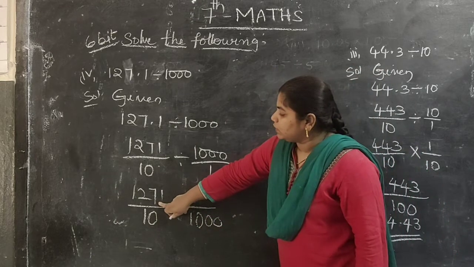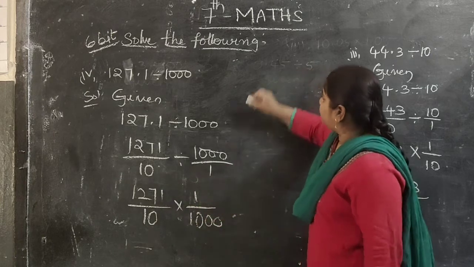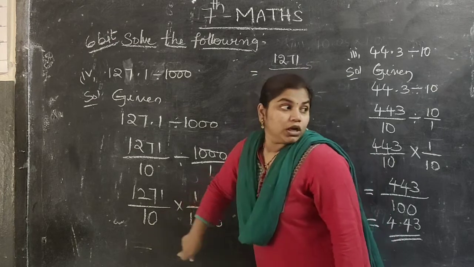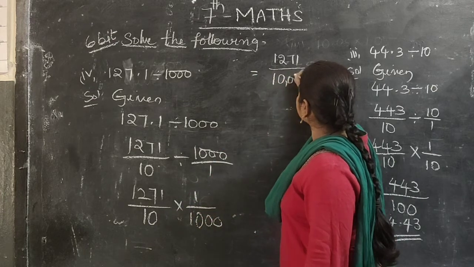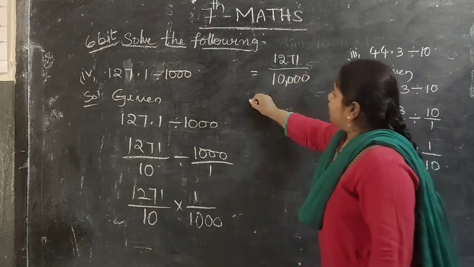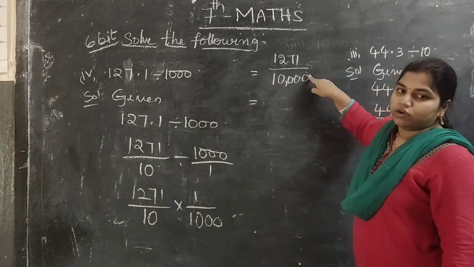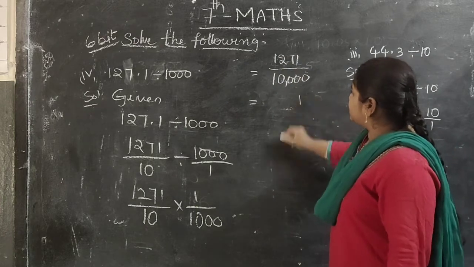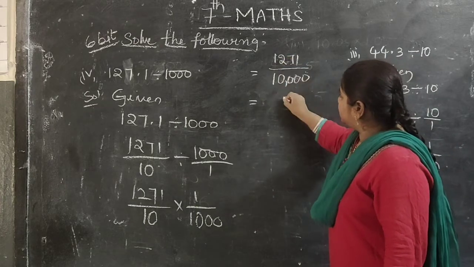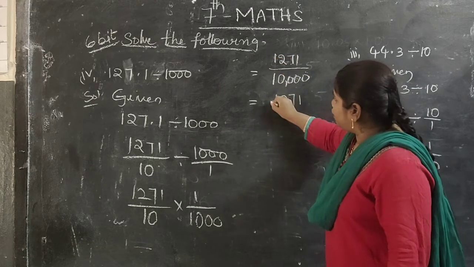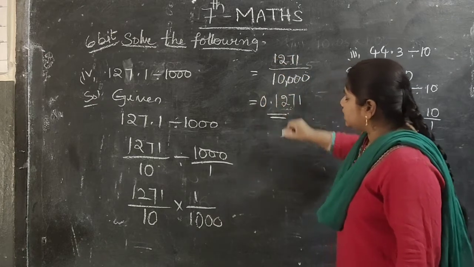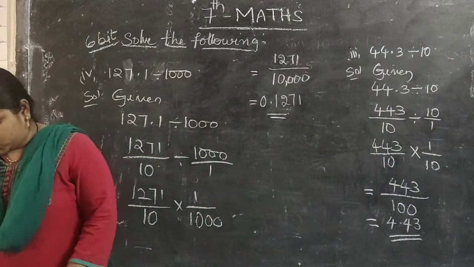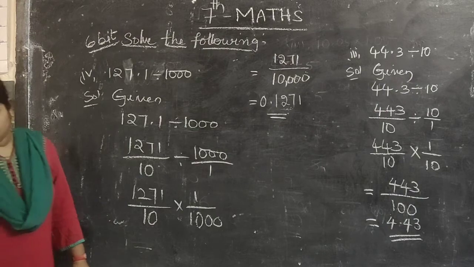That is 1271 into 1 will be 1271, and 10 into 1000 will be 10,000. Now in the denominator how many zeros are there? 4 zeros are there, so after 4 digits we have to keep a point. First digit, second digit, third digit, fourth digit, point 0. So what is the result? 0.1271 is our result. Fifth one I will tell you, next you will write as homework.